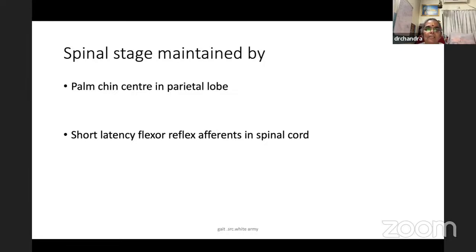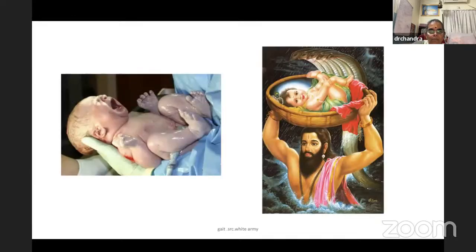So the palm-chin center maintains the palm on the chin, and the short latency flexor reflex afferents in the spinal cord, which are intersegmental reflexes, keep the thighs on the abdomen. And here we see the child is just born. Just the chin has moved away from the palm. Otherwise, at birth, the palm is on the chin.